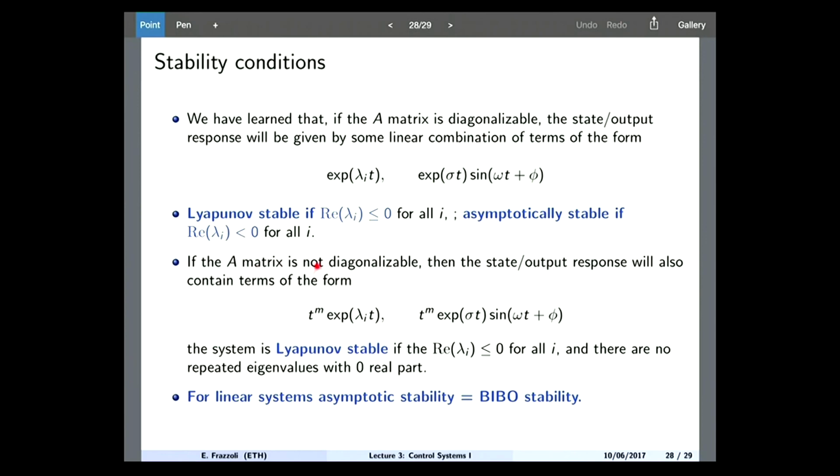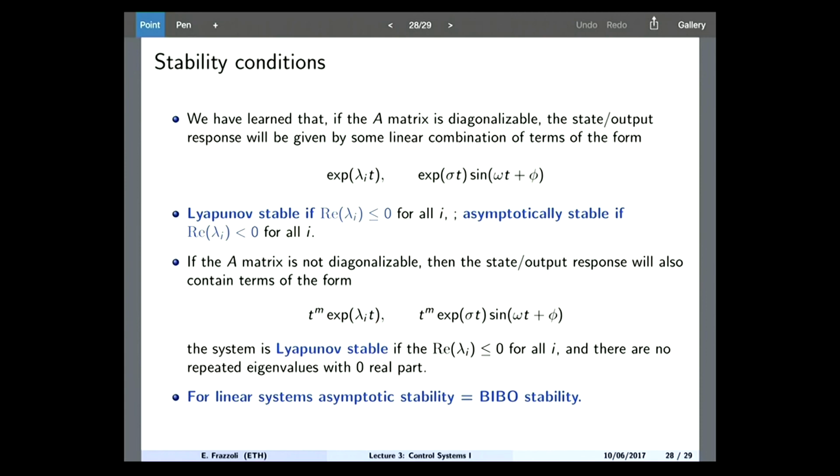Now, if the matrix A is not diagonalizable, then the state and output response will also contain terms of this form: exponentials multiplied by polynomials. So if the real part of the eigenvalues is negative, who wins? The polynomials or the exponentials? No matter what you put in front of it, the exponential beats everything. So if the real part of all of your eigenvalues is negative, then you will still go to 0.